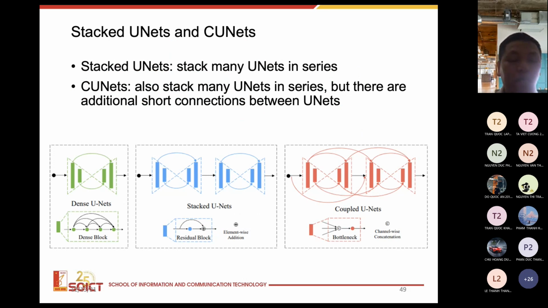We have another type of network. Its name is stacked UNet and CUNet. For the stacked UNet, you actually stack many UNets in series and use that as a single network for training, right? For CUNet, you also stack many UNets in series, but there are additional shortcut connections between the UNets. This is a shortcut to make the information flow better from the beginning of the network to the end of the network, right? Okay.